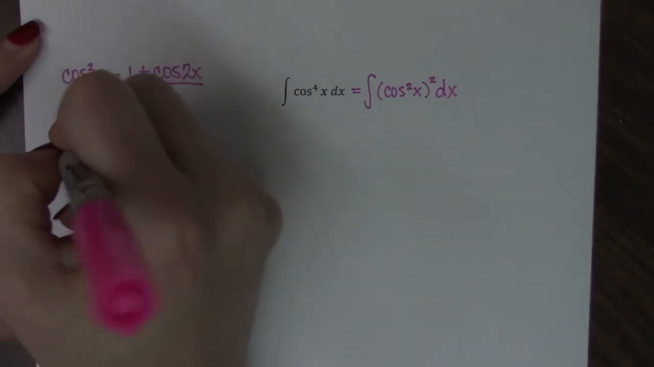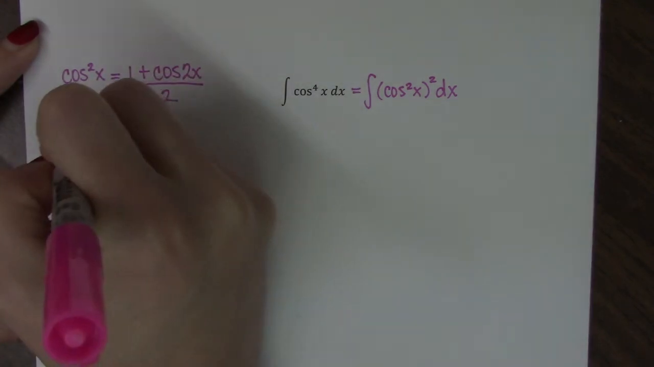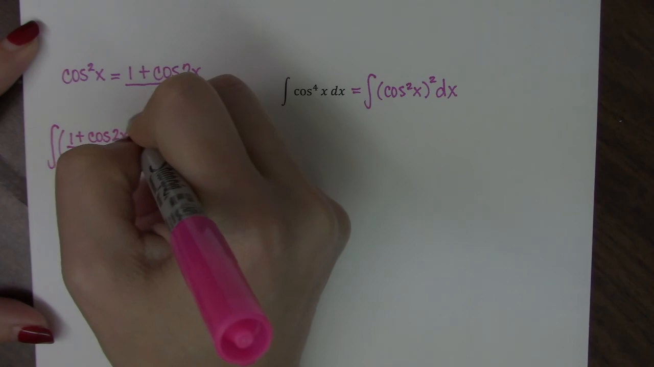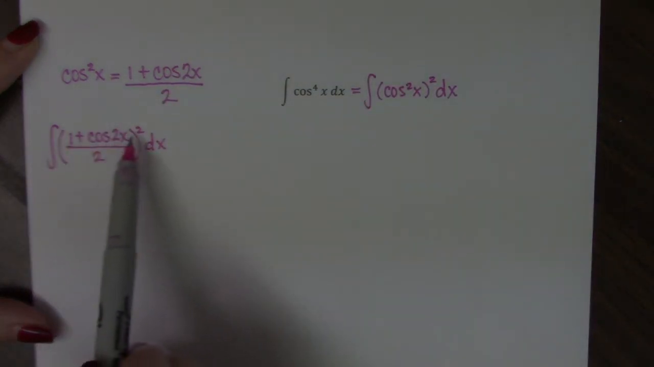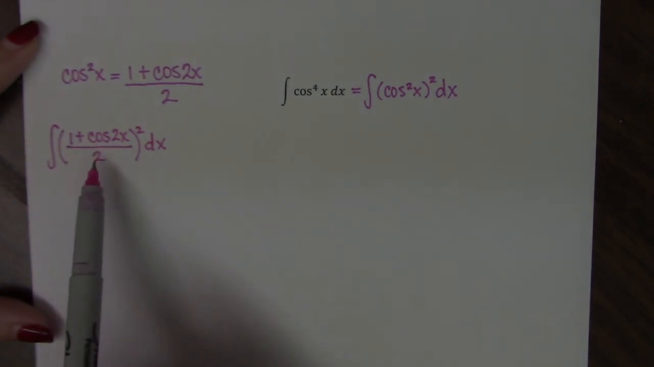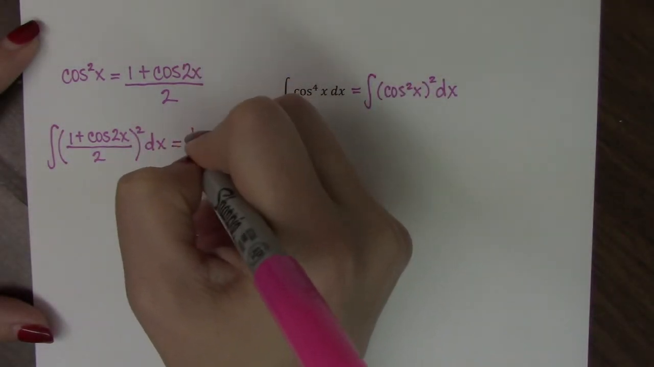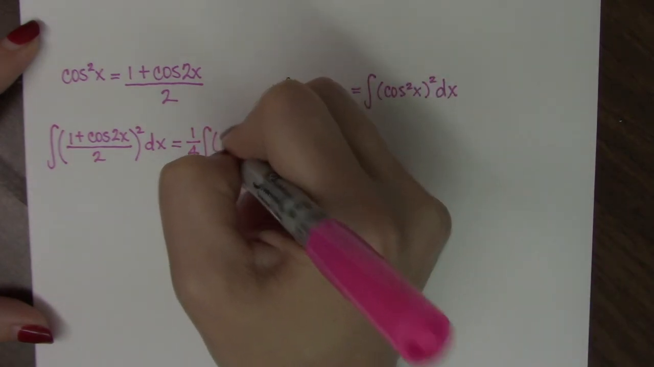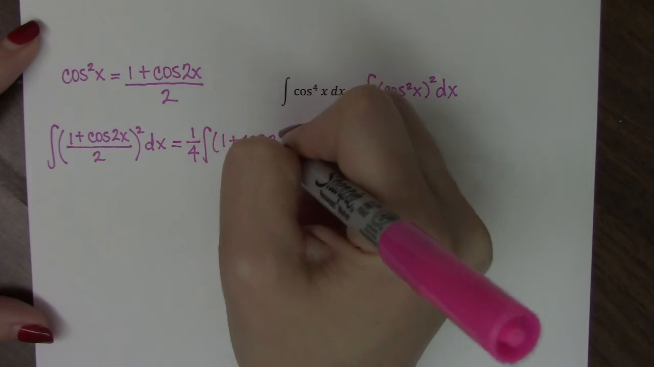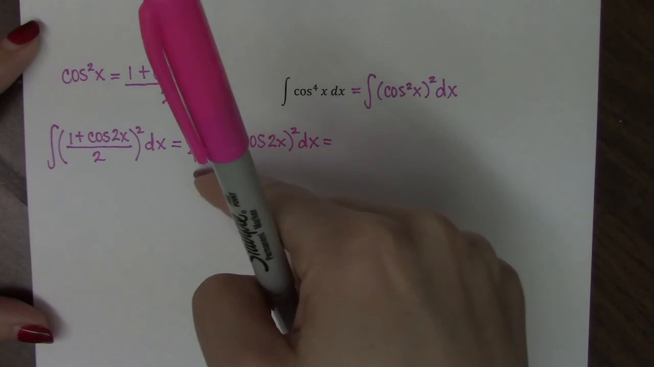So I want to make this substitution in right here. So we'll say that's the integral of 1 plus cosine 2x, right, all over 2 quantity squared dx. I have to expand this out, and just to make the math a little easier, I'm actually going to pull the 1/2 out front, but keep in mind this 1/2 is squared, so I actually have to factor out a 1/4. So now I'll FOIL this guy out.